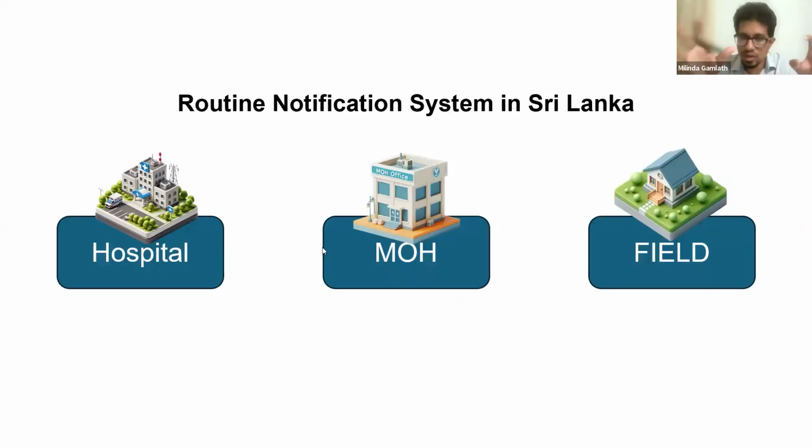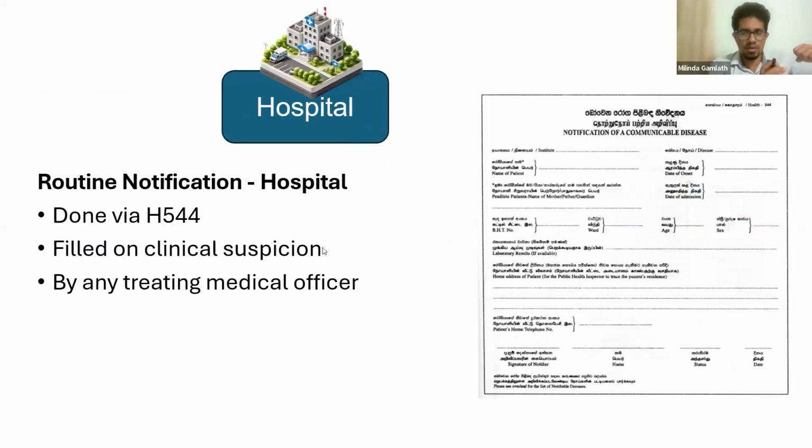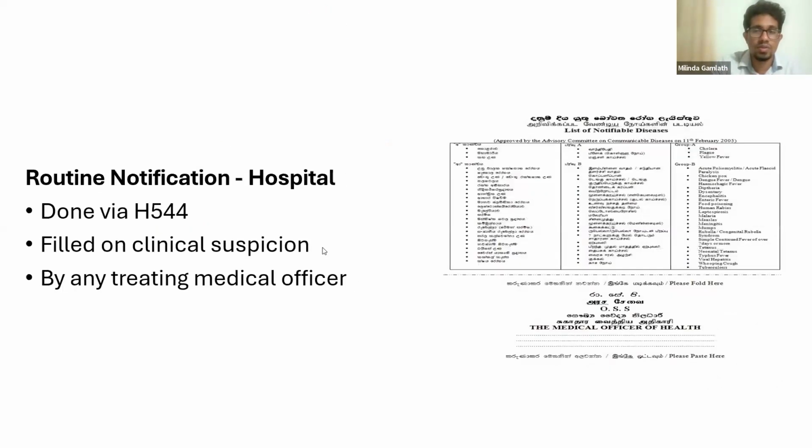So in the routine notification system, there's a part which happens in the hospital, part in the MOH, and part in the field. The hospital part starts by filling the H544 form. There are only a few H number forms you have to remember. This is one of them. The H544 form, remember that by the number. That's the notification of communicable disease form, and that is filled on suspicion by the treating medical officer.